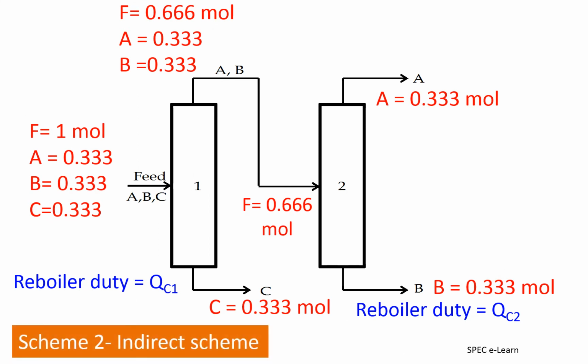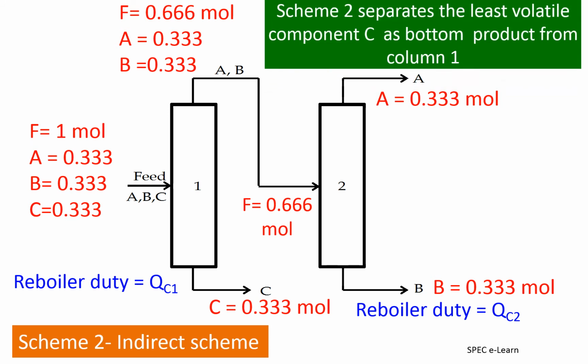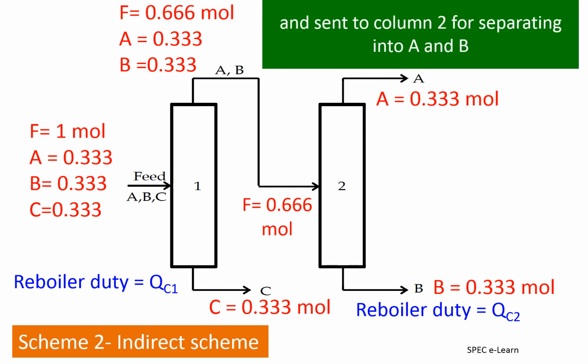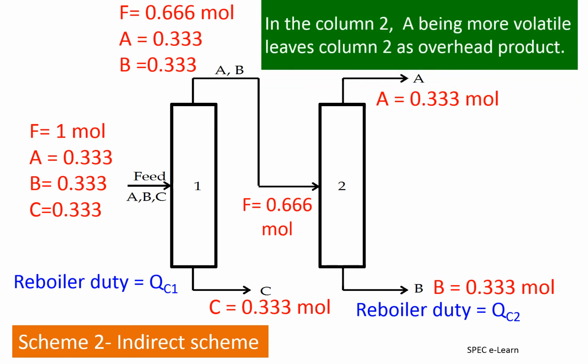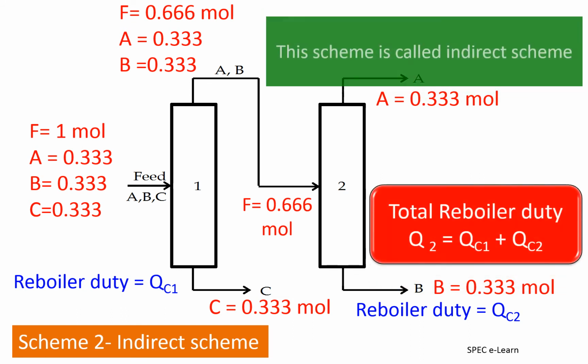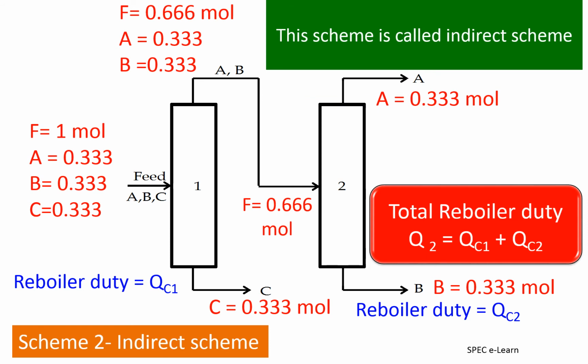Scheme 2 separates the least volatile component C as bottom product from column 1 as pure component. The components A and B are removed from column 1 top, each 0.33 mole, as both are more volatile, and sent to column 2 for separating into A and B. In column 2, A being more volatile leaves as overhead product and B is withdrawn as bottom product as pure components. This scheme is called indirect scheme.